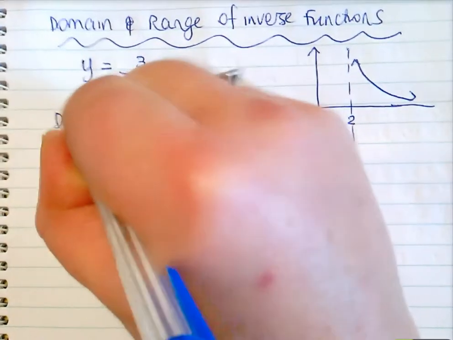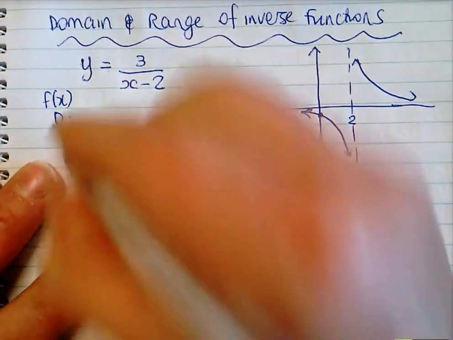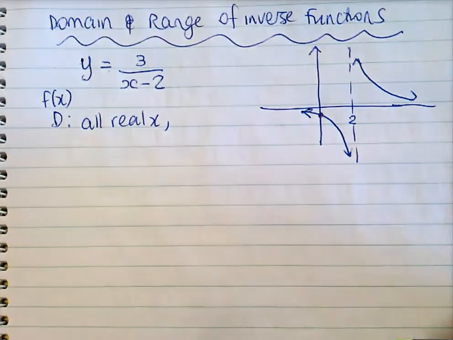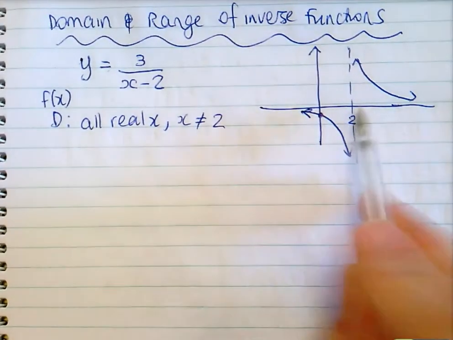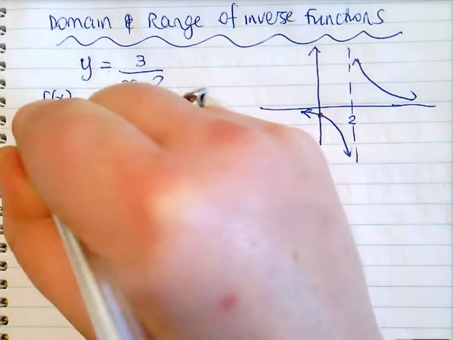So the domain of the function, that's the original function. Domain is all real x. X cannot equal 2. So they're the x values. And the range, so that's domain.